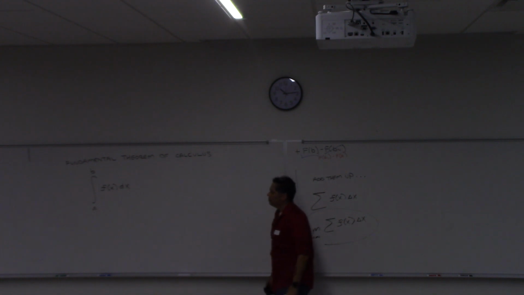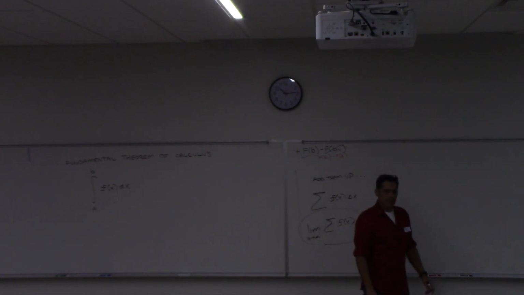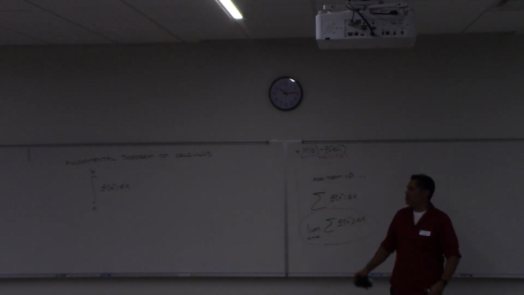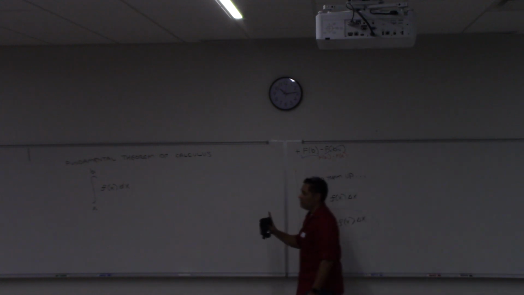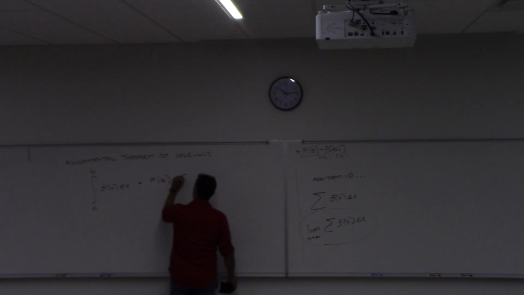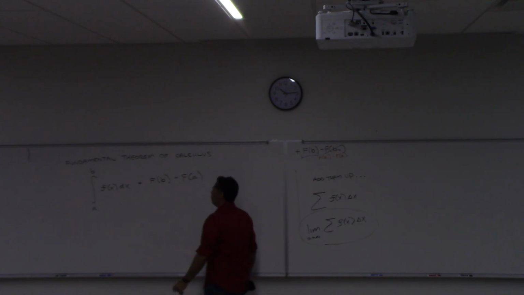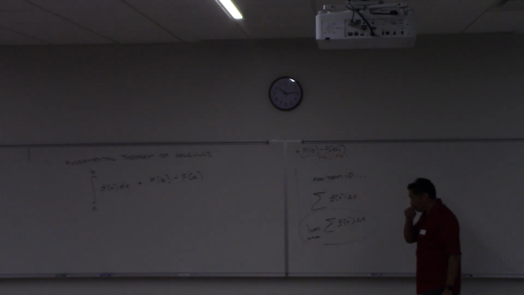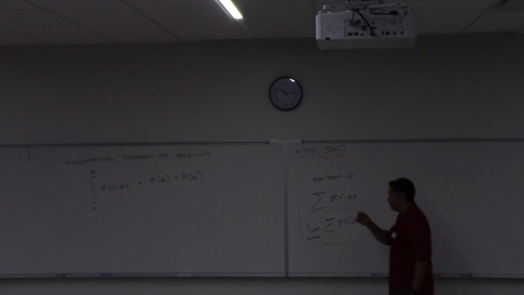What is that? Tell me what it is geometrically. The area under the function f on the interval AB. That's what that says, right? The area under the function little f on the interval AB. That is equal to capital F of B minus capital F of A. Boom, there it is.